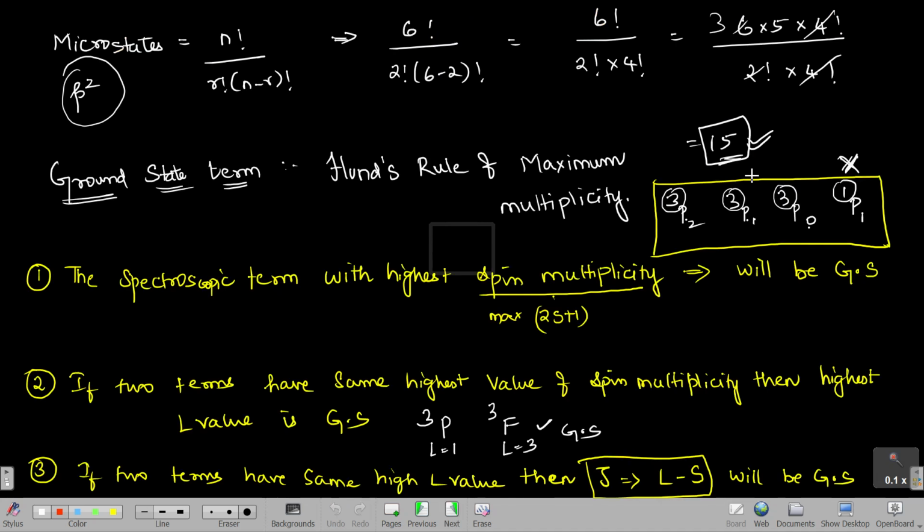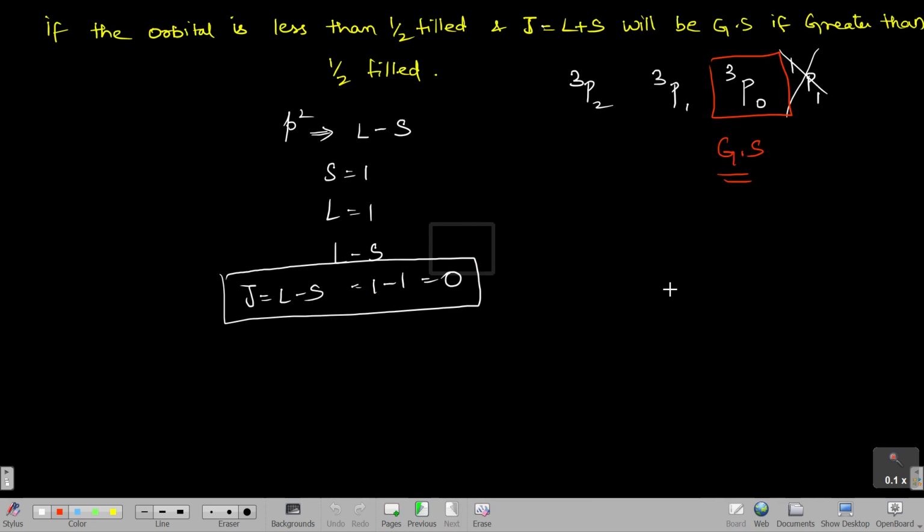So whenever you have such a thing wherein same S value, same L value, then we consider the J value. Generally in questions, they will ask you to calculate the ground state term symbol for any configuration. For example, let me do a question.